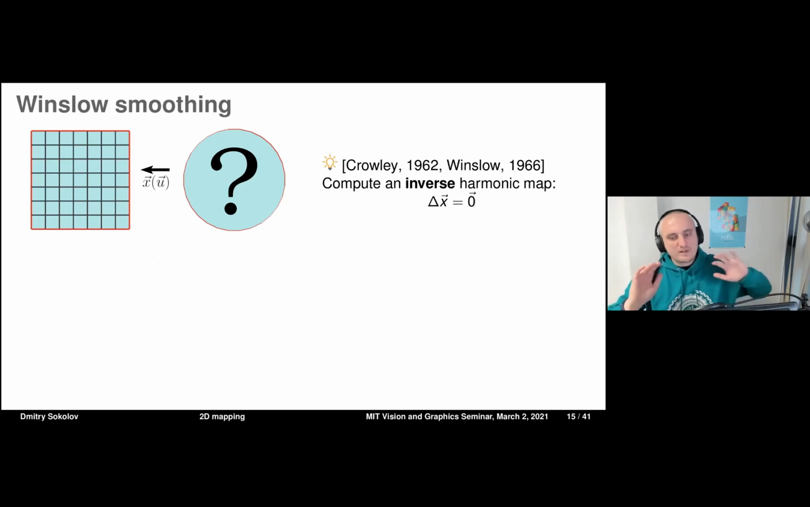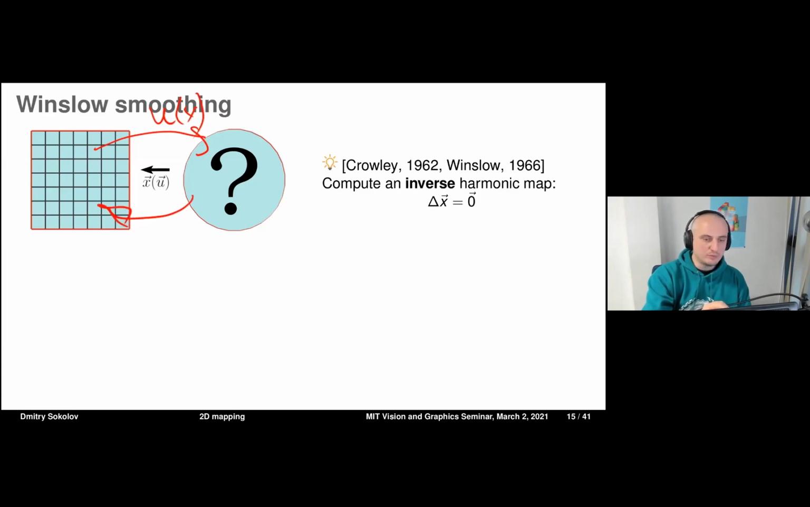Well, now let us try another approach. Instead of the direct map u of x, let us consider the inverse map x of u. This approach is less known in computer graphics community, but it's very common in the mesh generation for numerical simulations. And as you can see, it dates back to the 60s, the same time when Tutte has published his famous paper, How to Draw a Graph.